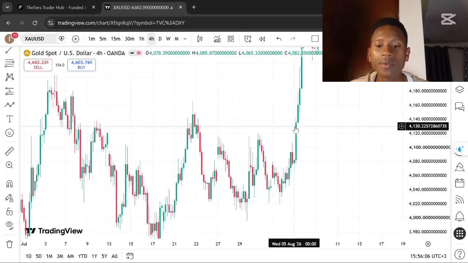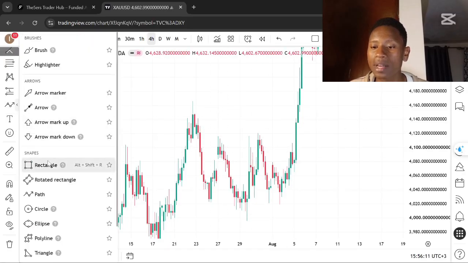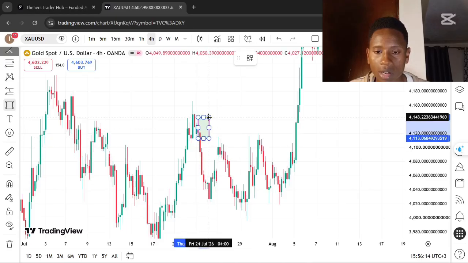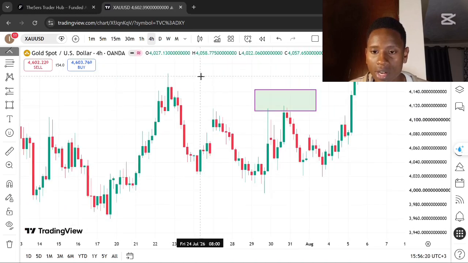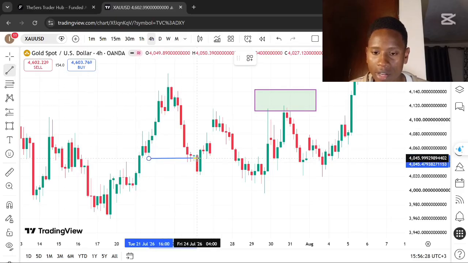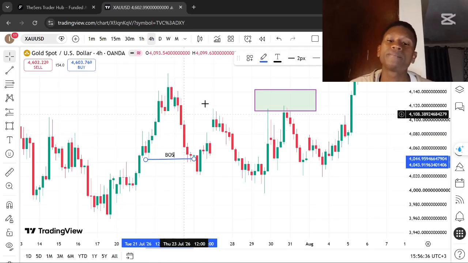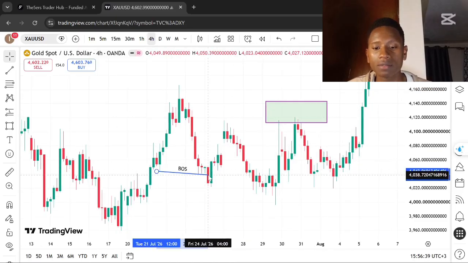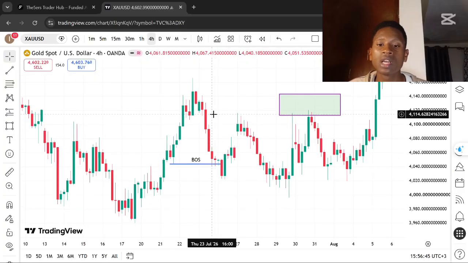Now, recently, we have had this. Let me mark it out quickly. This is an order block. You can clearly see that there was a break of structure over here. That's the first confluence you're supposed to check, that there's a break of structure over there. Okay, perfect.